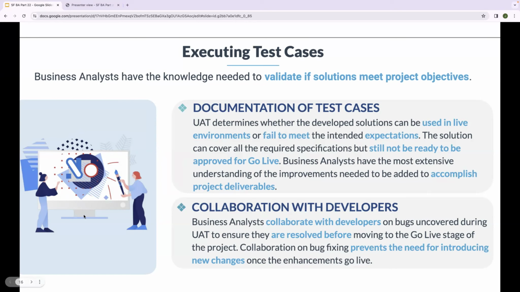Collaboration with the developers. Business analysts collaborate with the developers on bugs uncovered during UAT to ensure they are resolved before moving to the go live stage of the project. Collaboration on bug fixing prevents the need for introducing new changes once the enhancement goes live.